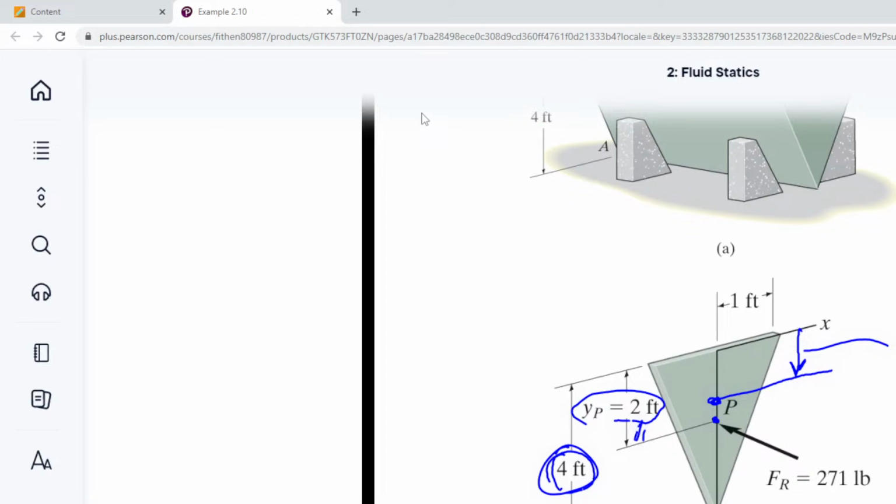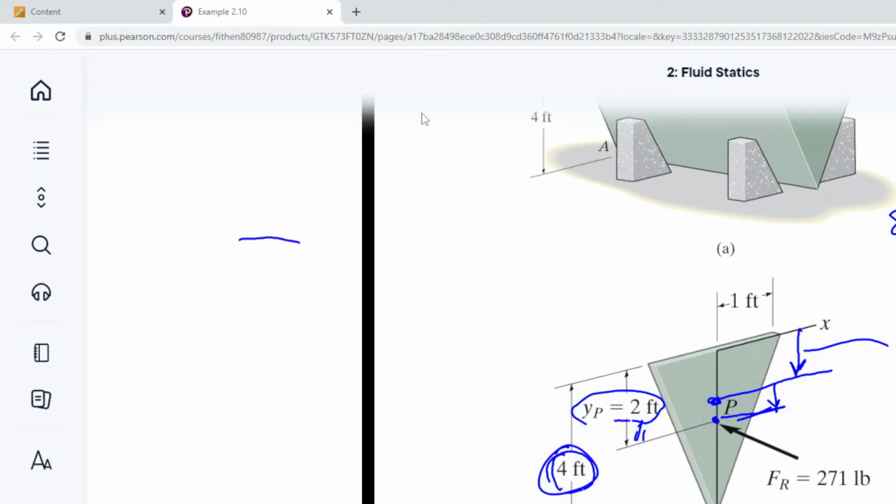Since it's triangular, you have to use the equations gamma h bar A for the force, and the distance, which I'll call delta, the distance below the centroid, is going to be I bar xx over y bar A, the area. Now let's review the difference between h bar and y bar.